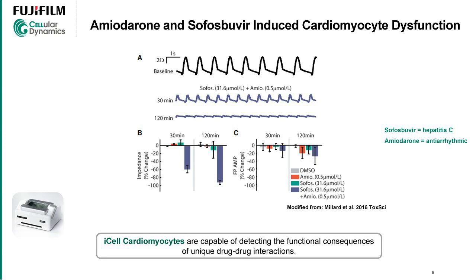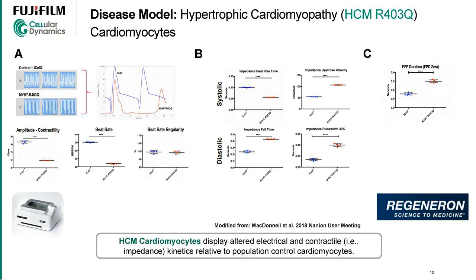Now we're going to transition a little bit and talk about a hypertrophic cardiomyopathy model. This is a patient-derived sample, so we took fibroblasts from a patient that had HCM. We made iPS cells, and we made those into cardiomyocytes. This patient had a mutation in myosin heavy chain, R403Q. We compare this to a population control, so we're comparing the patient cardiomyocytes to iCell cardiomyocytes squared.